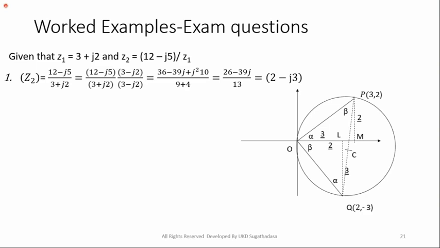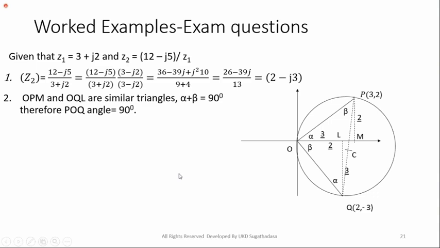If you see now, what is the sum of alpha plus beta? Because OMP is a right-angled triangle, and OPM and OQL are similar triangles, alpha plus beta is 90 degrees. What is alpha plus beta? It is the angle OPM. Therefore, angle POQ is 90 degrees. That's what you have to show, the second part. That's finished now. POQ is 90 degrees.